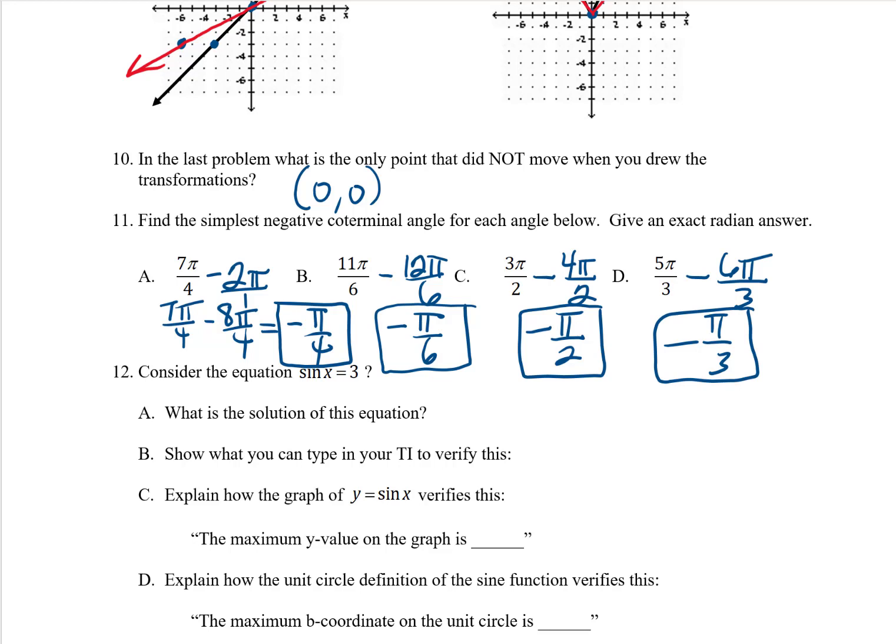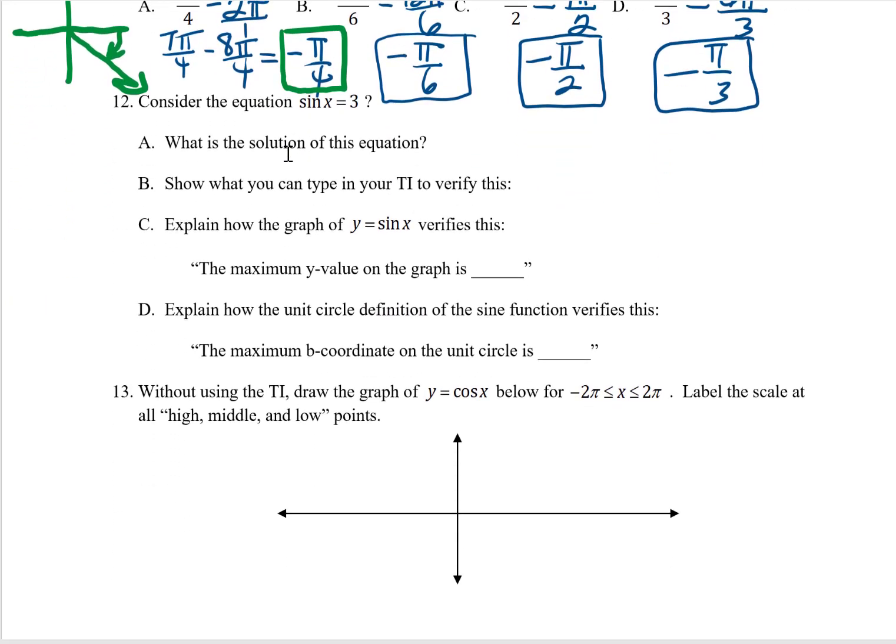I suppose I could have also done this problem with pictures. For example, 7 pi over 4, we know that angle. It's the fourth quadrant angle with a reference angle of 45 degrees. So obviously, if I wanted a simple negative angle that would get there, it would be negative 45 degrees. In other words, negative pi over 4. I could have used that strategy on all of these problems as well.